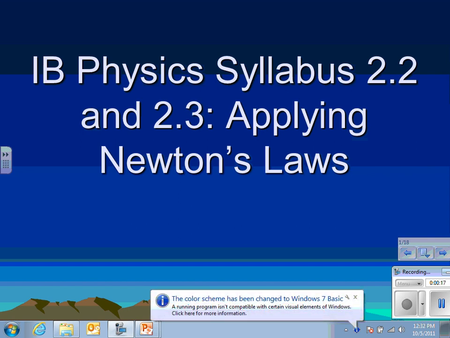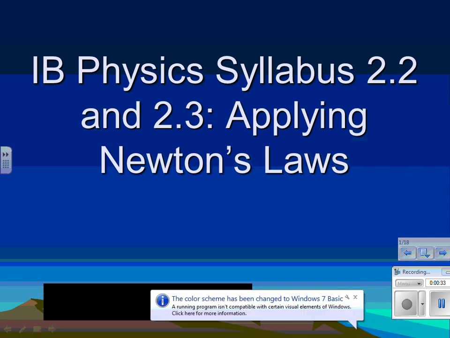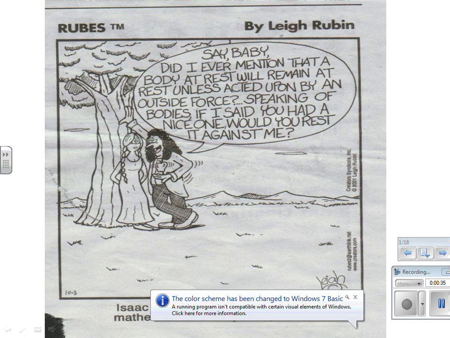Newton's second law. F equals ma. Newton's third law. Excellent. Every action has an equal and opposite reaction. Now we're going to look at some of the ways that we can apply these laws and how they affect us.